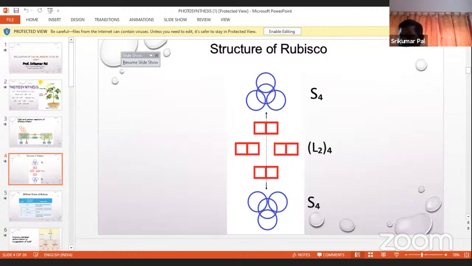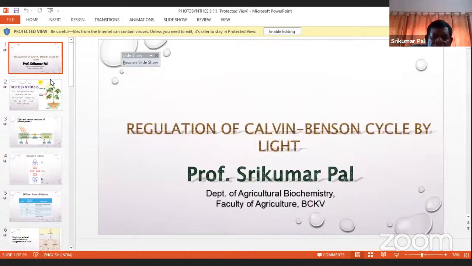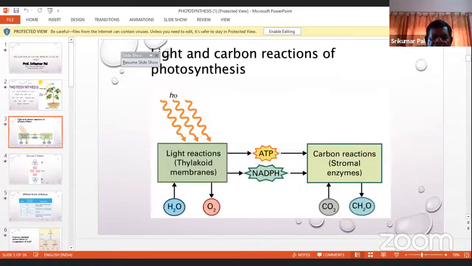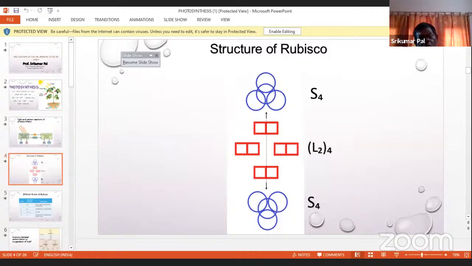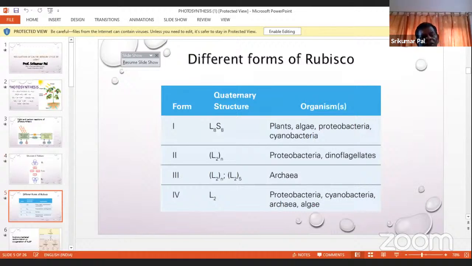In this form 1, the 4 large subunit dimers form a complex which is capped by 4 small subunits from the top and 4 small subunits on the bottom. So this is the structure of Rubisco, and these are the other forms, that is form 1, 2, 3, 4.